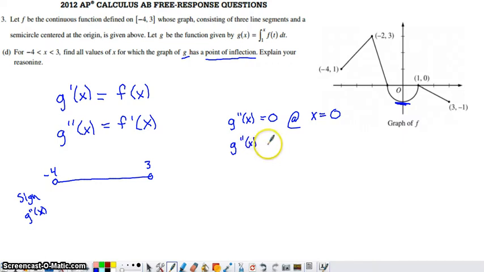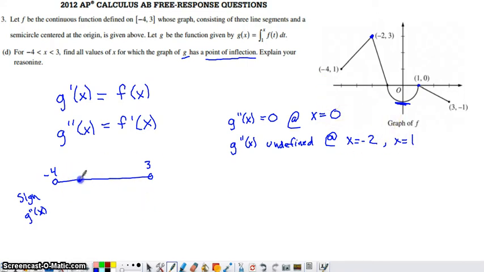So when is g double prime undefined? Because the sign of g double prime could change as we first cross an x value where our derivative is undefined. And our derivative is undefined, our second derivative is undefined, when the first derivative of f is undefined, or when f is not differentiable. F is not differentiable at this cusp, which occurs at an x value of -2. And it's also not differentiable at this cusp, which occurs at an x value of 1. So these are the places where the sign of g double prime could potentially change.